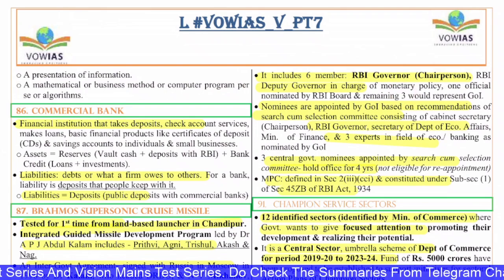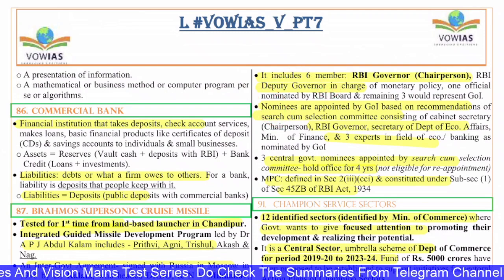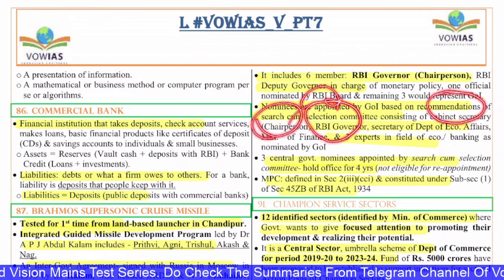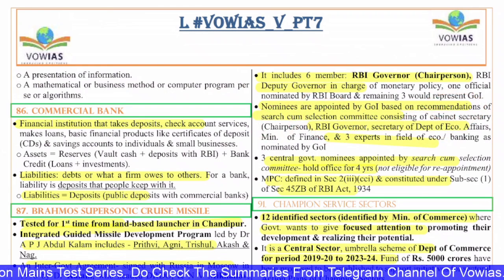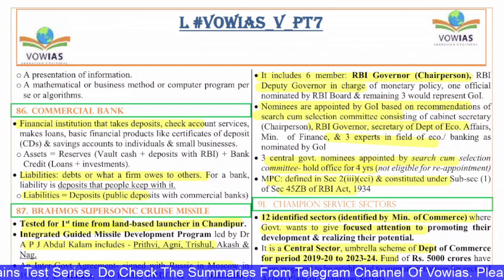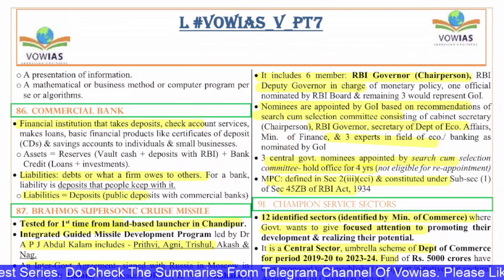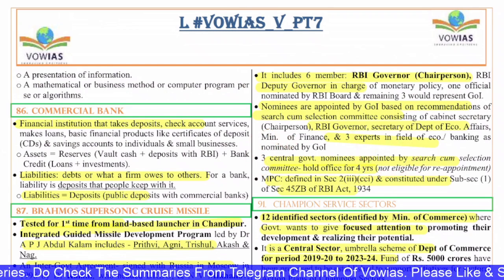the Government of India. The nominees are appointed by the Government of India based on the recommendation of a Search cum Selection Committee consisting of the Cabinet Secretary, the RBI Governor, the Secretary of the Department of Economic Affairs, and 3 experts in the field of economy and banking, as nominated by the government. These central government nominees appointed by the Search cum Selection Committee hold office for a term of 4 years.